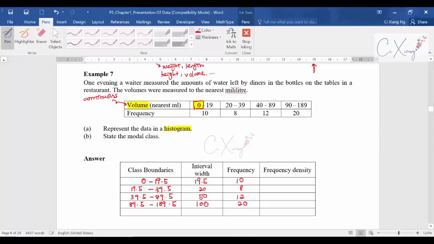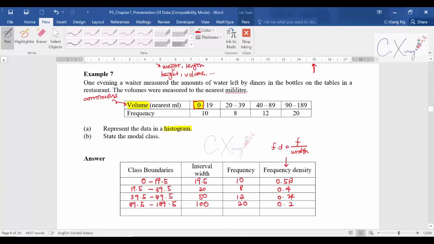Now we talk about the frequency density. If you look at the interval width, you will realize that the widths are different. Therefore, when you want to sketch the histogram, you need to sketch a histogram with unequal width, and the y-axis will be frequency density. Frequency density equals frequency divided by width, which means 10 divided by 19.5 gives 0.513. Then the second class will be 0.4, then 0.24, and also 0.2.